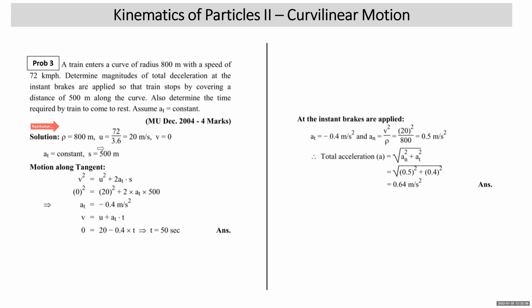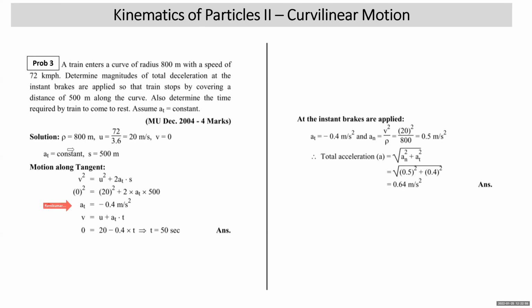At is constant and s is 500 meters. So we can use the motion along the tangent. v square is equal to u square plus 2 at s. I have applied final velocity is 0, initial is 20, plus 2 into at into s. So that gets you the value of at. At comes out to be minus 0.4 meter per second square.